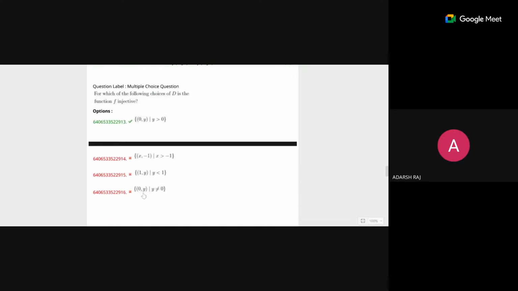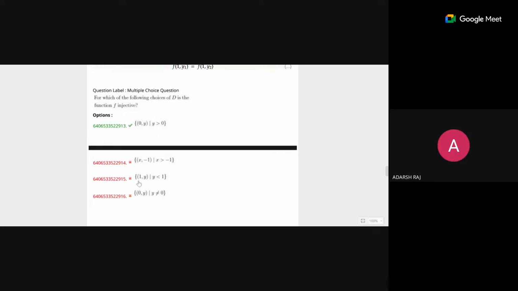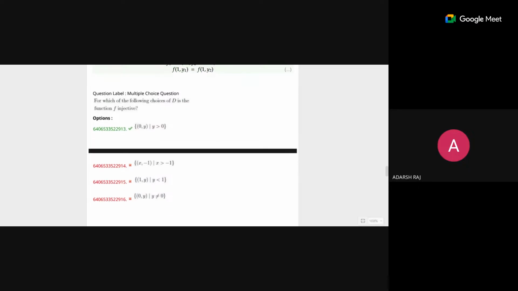The last option, this one, the second and third one. Here y is not equal to 0, which means y can take any value, right? So here, if you take minus one, y can take it. So in this case, this function will also not be injective.